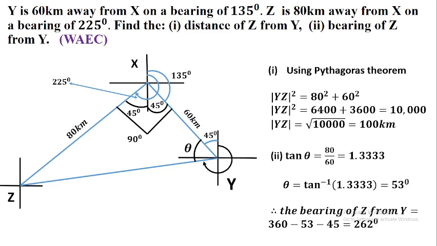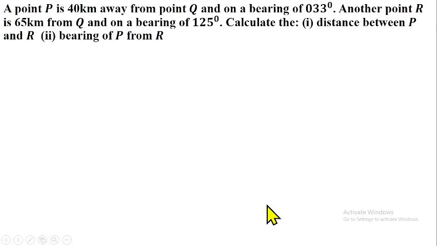Do we understand that? Good. Let's see another question that can challenge us a little bit. We have a point P that is 40 kilometers away from Q on a bearing of 33 degrees. A point P is 40 kilometers away from Q.